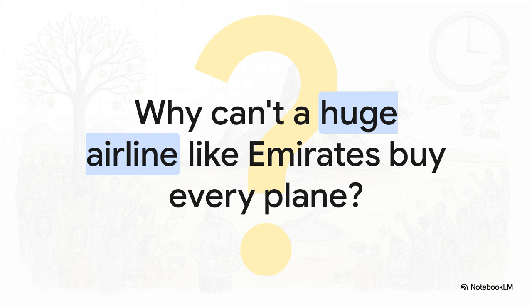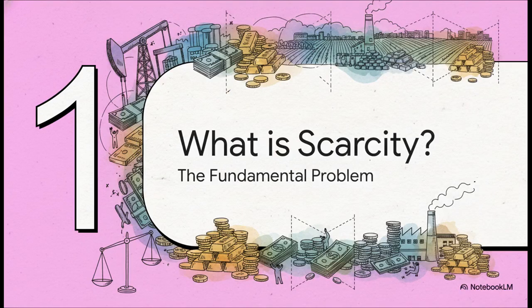Picture a massive airline, a giant like Emirates, with billions of pounds in revenue. So why can't they just go out and buy every single plane they want? You know, on the face of it, it does seem a bit strange, doesn't it? Well, the answer to that puzzle lies in one of the most important ideas in all of business and economics, and that idea is scarcity.